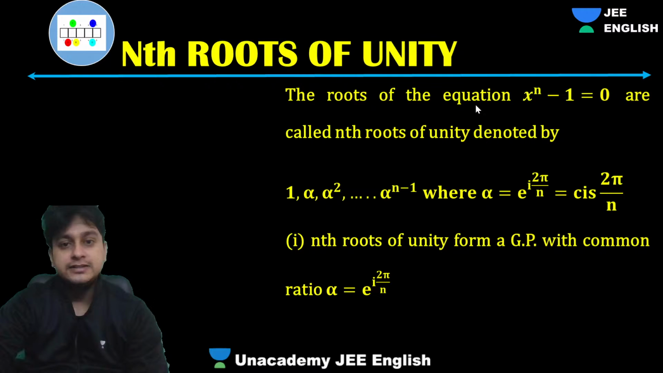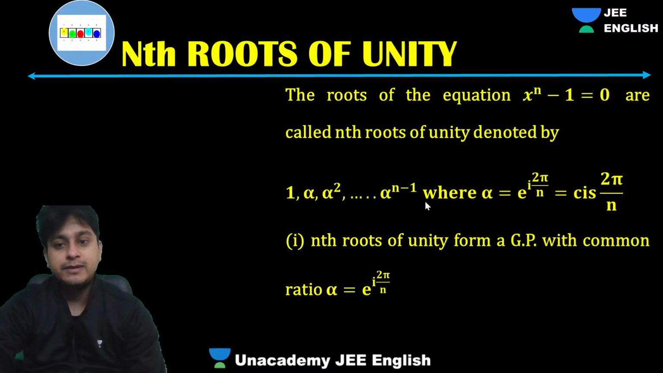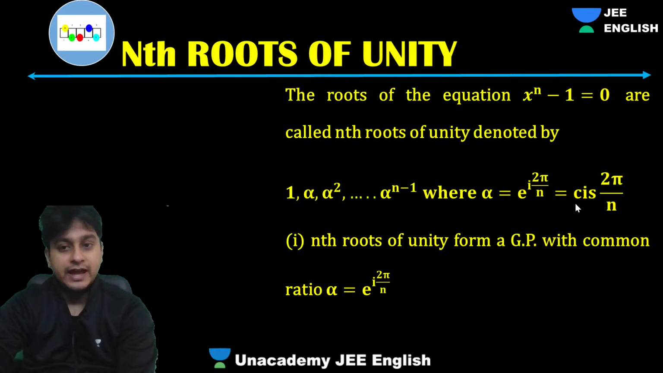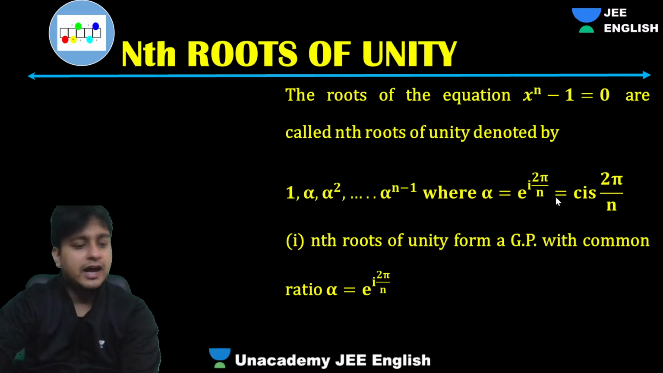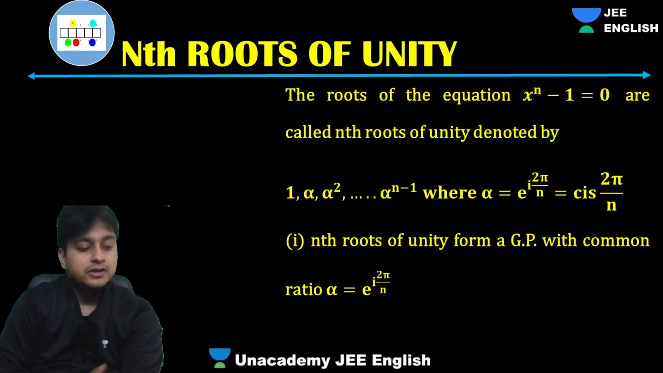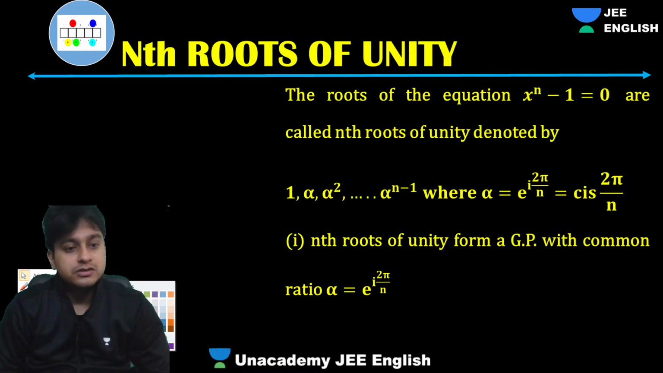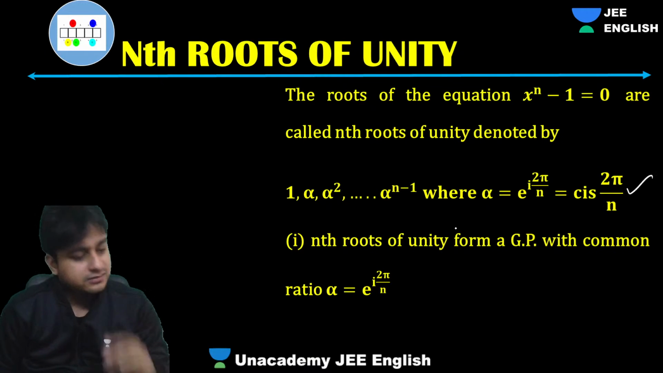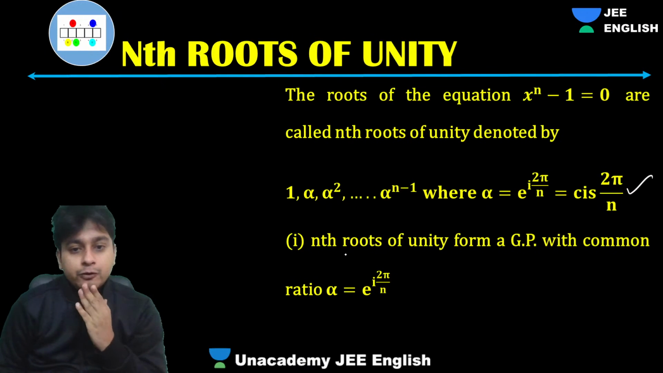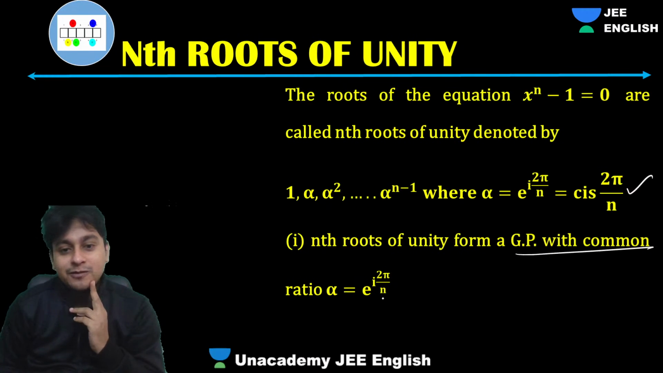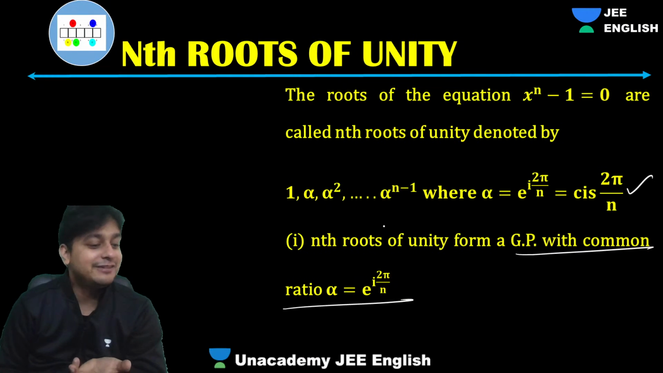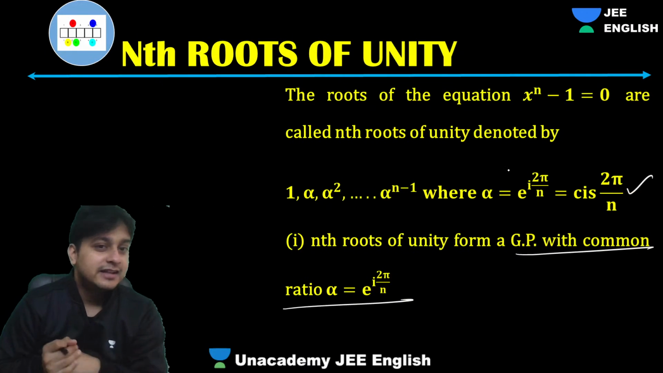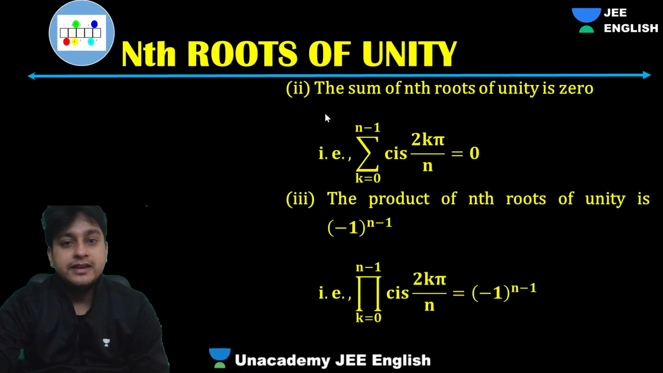The first is, let's suppose we'll have nth roots denoted by this. I've already told you 1, alpha, alpha square, till alpha power n minus 1, where alpha is nothing but e power i 2 pi by n. So e power i 2 pi by n can be written as cis 2 pi by n, right? Why not? Now I have told you that this is nothing but a GP with common ratio alpha. Obviously it's pretty evident that this is a GP with common ratio alpha.